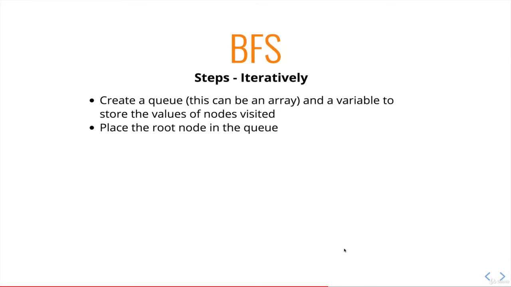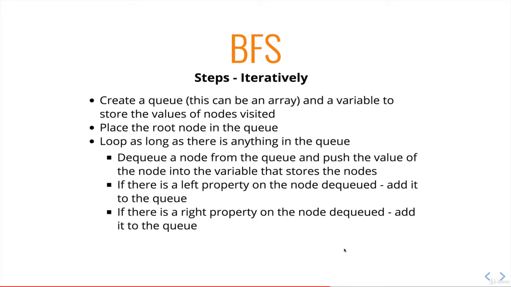So our main idea, we take the root and we add it to the queue. Then we loop as long as there's anything in the queue, and we dequeue a node from the queue, which, if you're using an array, just means shifting from the beginning of that array.